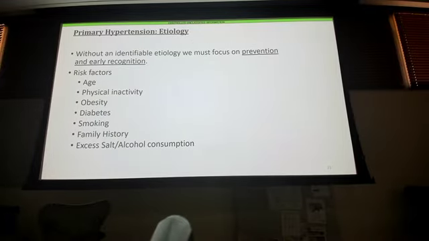But knowing also the risk factor is important. So we talked about obesity being a risk factor. Age, so the older you are, the higher the risk of you having hypertension. Diabetes, smoking, is there a family history? Do they consume excess salt or alcohol? Alcohol, especially above recommended limits, is cardiotoxic and can affect blood pressure.